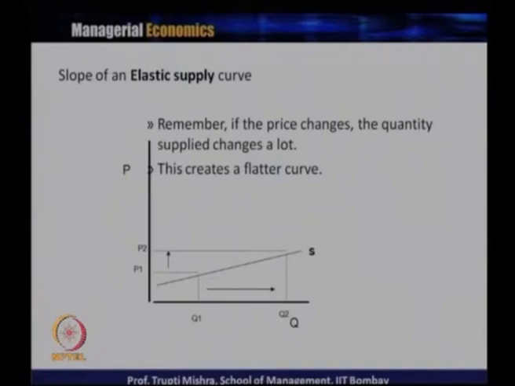So, if you look at the graph in the slide, Q is represented on the x axis, that is the quantity, and P is represented on the y axis, that is the price. Initially, the price is P1, quantity is Q1. Now, when the price increases from P1 to P2, quantity also increases from Q1 to Q2. That leads to a greater change in the quantity when there is a small change in the price. If you look at the graph, the change from Q1 to Q2 is much greater than the change from P1 to P2. We can interpret here that this is the case of an elastic supply curve, because any small change in the price leads to a greater change in the quantity supplied. So, in case of an elastic supply curve, the supply curve is always flatter, because the change in the quantity supplied is more than the change in the price associated with it.